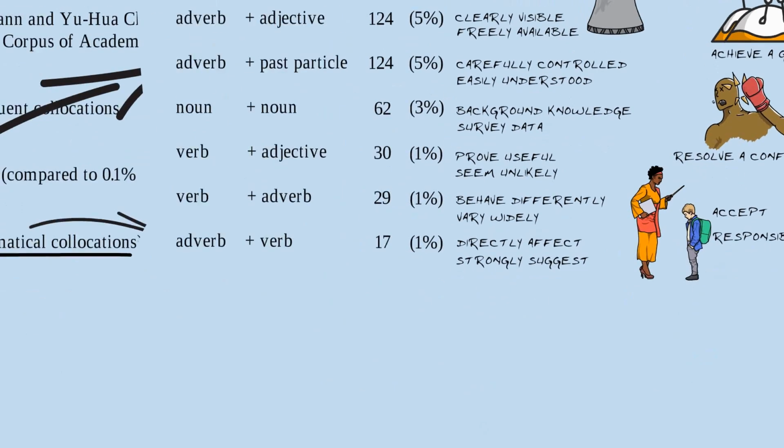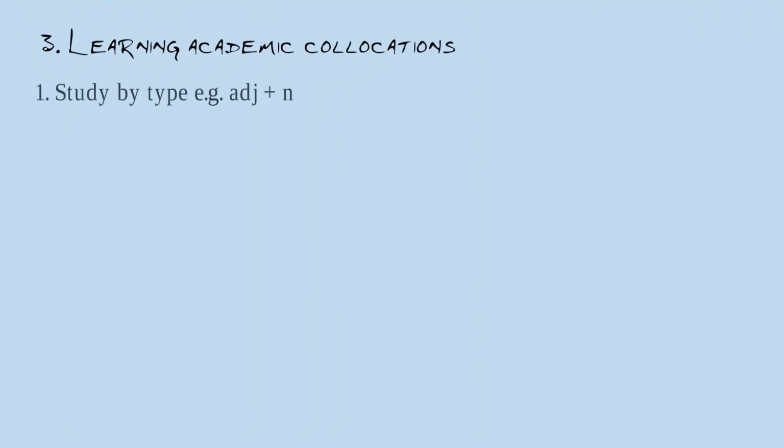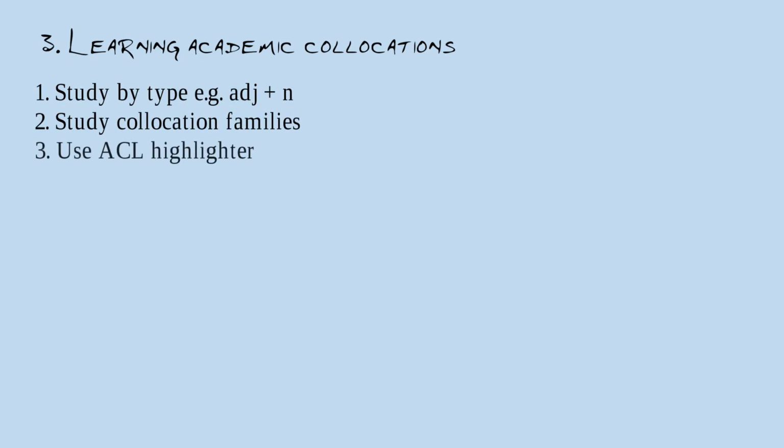So let's look now at some ideas about how to learn academic collocations. So one way you can learn collocations is to study them by type. For example, adjective and noun collocations. Another idea is to study collocation families. A third idea is to use the ACL highlighter. Another idea is to combine study of the Academic Collocations List with the Academic Word List. Those 4 ideas can all be done using the EAP Foundation website.